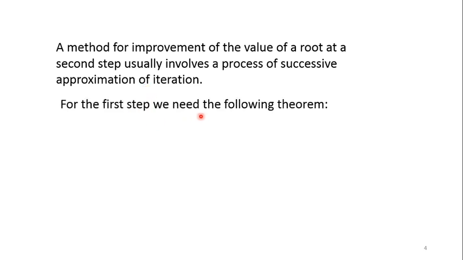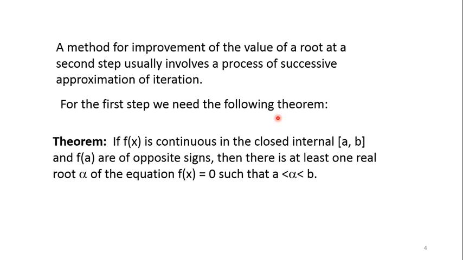For the first step, we need the following theorem. If f(x) is continuous in the closed interval [a, b], and f(a) and f(b) are of opposite signs, then there is at least one real root alpha of the equation f(x) equal to 0 such that alpha lies between a and b. So let me explain this through this lecture 1.